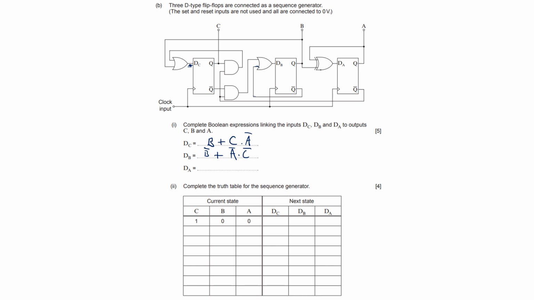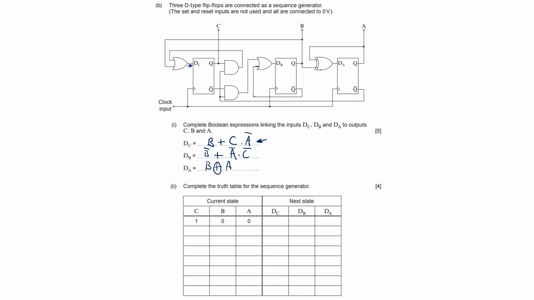It's B XORed with A, isn't it? B XORed with A. Then we just need to go down here. So next state, DC. I need to look at the current state. So DC, again, this is my logic for DC. Look, you can see it.